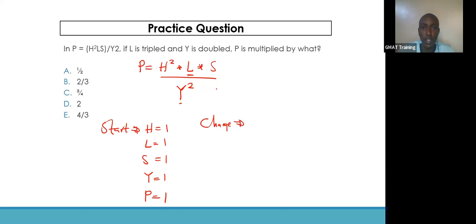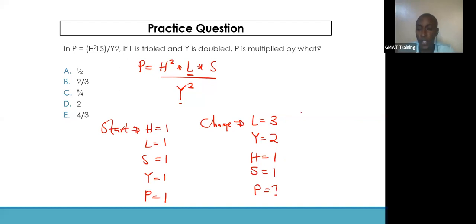For change, L is tripled. L now becomes 3. Y is doubled. Y now becomes 2. Then P is multiplied by what? This means h is unaffected, therefore stays 1. L is tripled, S doesn't change, so we have S as 1 as well. What about P?